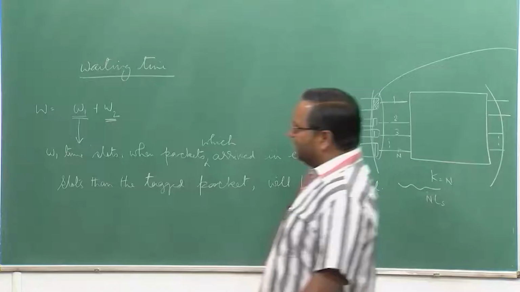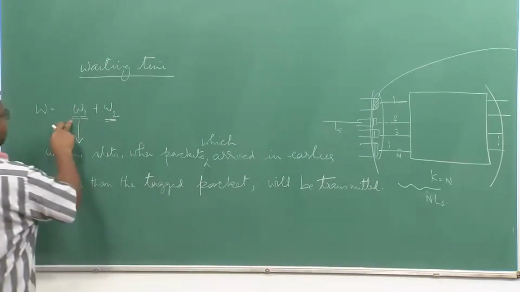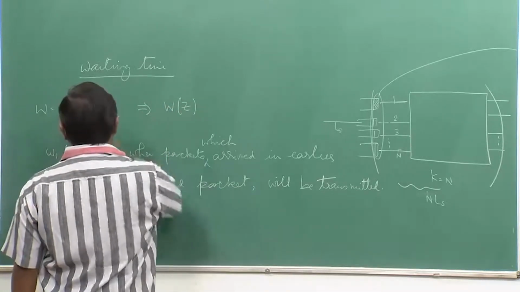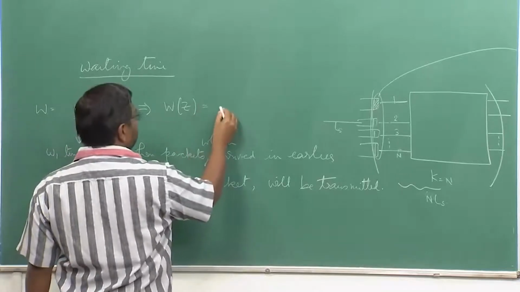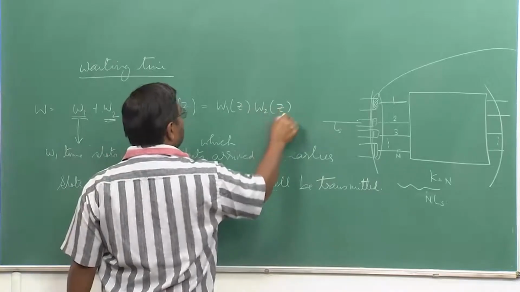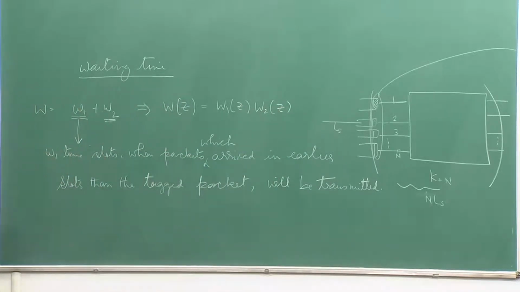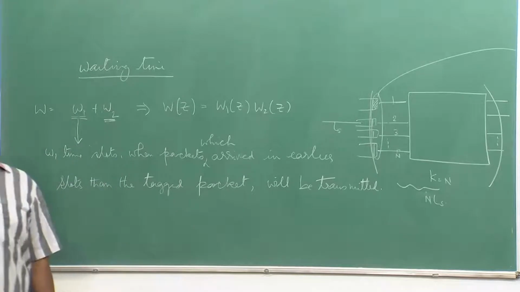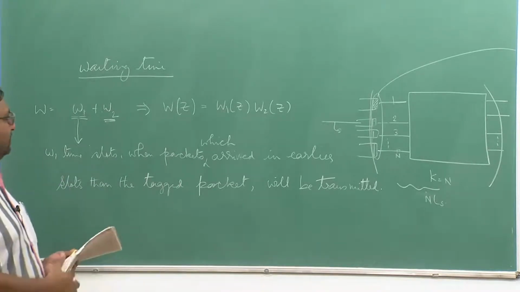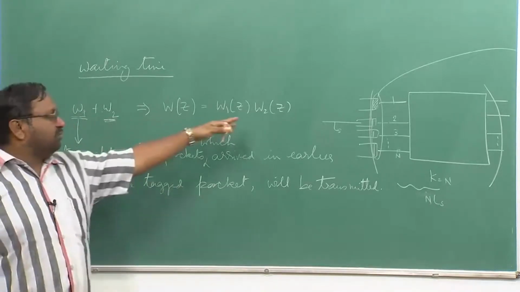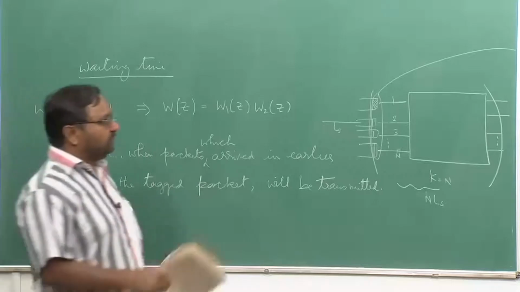Now, you have to understand that these are two independent random variables. This actually implies that W(z), the PGF of W, will be W1(z) into W2(z). Okay. So, whenever the random variables are added, you actually multiply their probability generating functions to get the final probability generating function. Okay. And W(z) is nothing but the Z transform of W, W1(z) is the Z transform of W1, and W2(z) is the Z transform of W2. Okay.